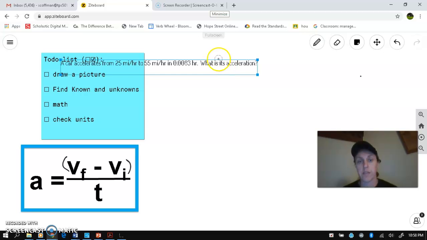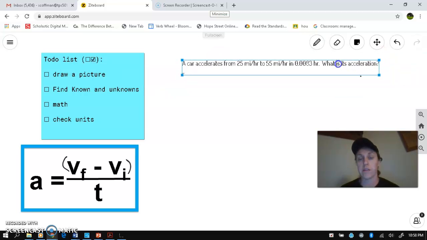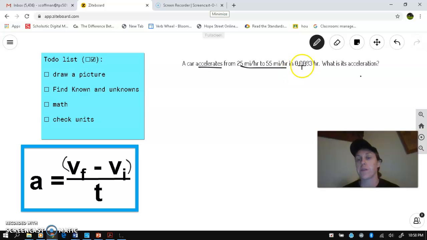We're going to dissect the problem. We're going to draw it, and that's going to do the same thing. So a car accelerates from 25 miles an hour to 55 miles an hour in 8.0083 hours. They did that because it's just a few seconds, but they didn't want you to convert all that. And what is it? Acceleration. This is going to be a little bit faster car than the last problem.